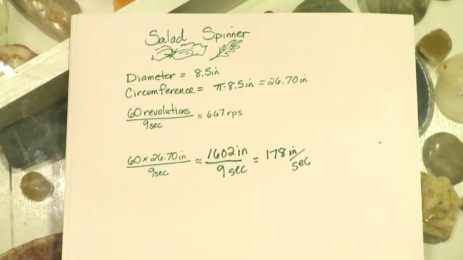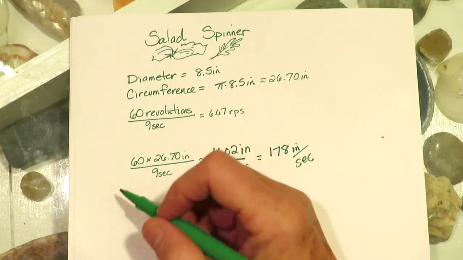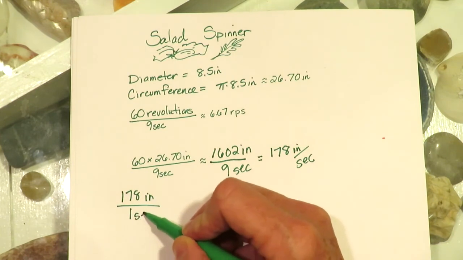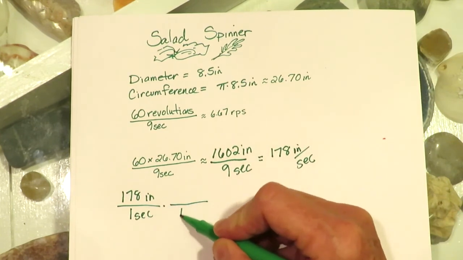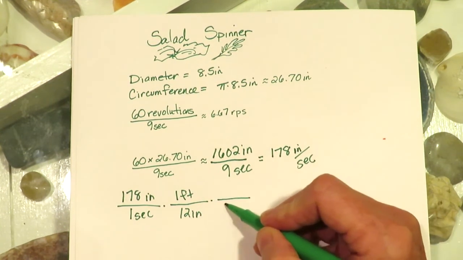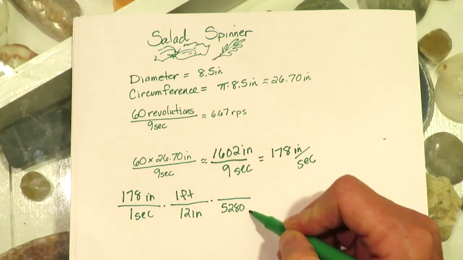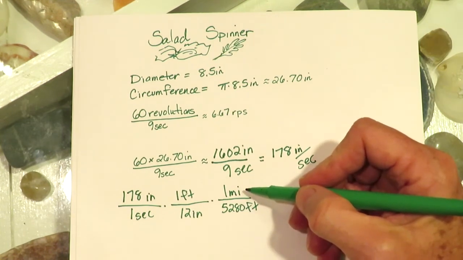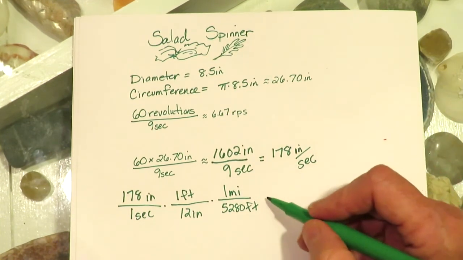So that is its linear speed in inches per second. But we might want to interpret that in terms of miles per hour because we're a little bit used to understanding how fast something is really going if it's in miles per hour. So I'm going to take my 178 inches per second, and that's per 1 second. There are 12 inches in 1 foot, and there are 5,280 feet in 1 mile. So notice now I have miles in the numerator as my unit. That's the unit I'm striving for.